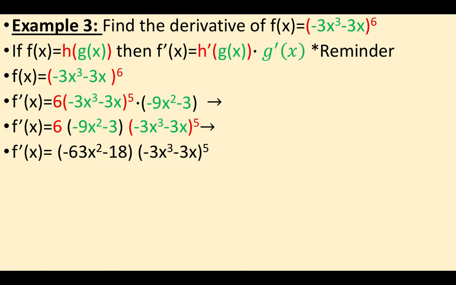Great. So you get negative 63x squared minus 18 times negative 3x to the third minus 3x to the 5th power. And I believe that's it. You do not have to simplify this anymore. You circle this. This is your answer.